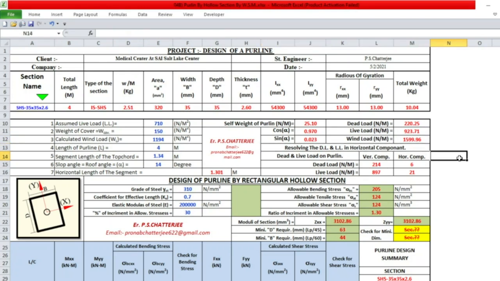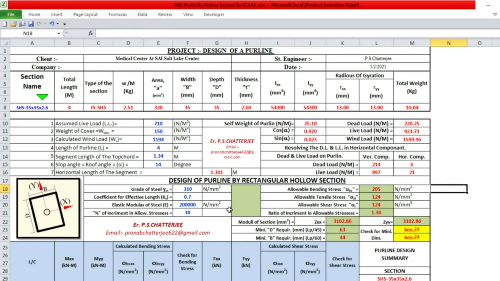Now we are resolving the dead load and live load vertically and horizontally to the purlin. This is the vertical component, rounded up to 3 digits, total dead load into cos phi. Similarly, total live load into cos phi. This is sin phi. Total dead load into sin phi, and into cos phi.